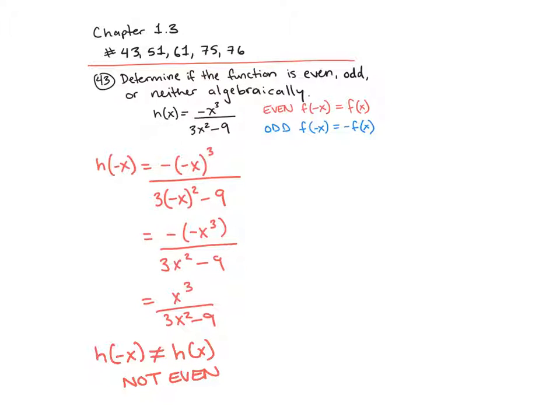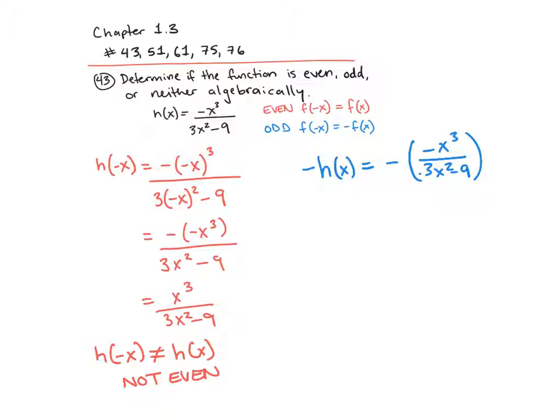Now let's try and see if it's odd. To find if it's odd, I'm going to put a negative sign out in front of h of x. So that's a negative, basically times all of this, negative x cubed over 3x squared minus 9. So, y'all, I'm going to fix this parenthesis real quick.